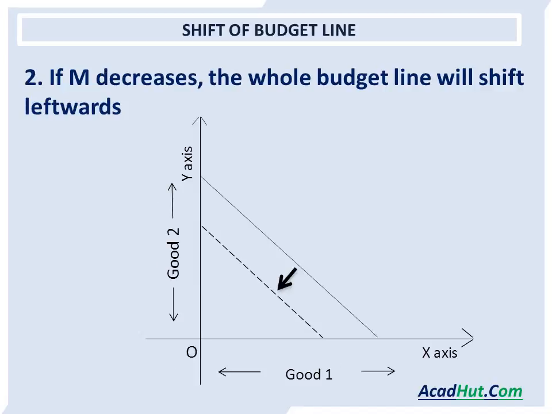Next, if M decreases, the whole budget line will shift leftward. This is just the opposite case of the previous one, and as you can see, the dotted line is towards the left and the budget line has shifted leftward because we can buy less of both the commodities as M has decreased.